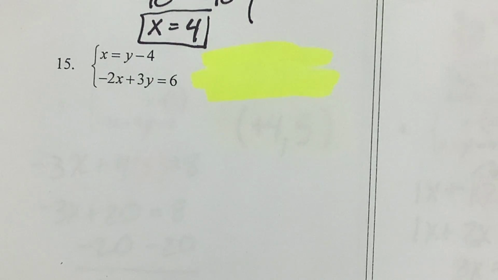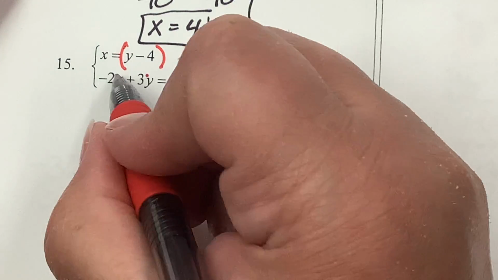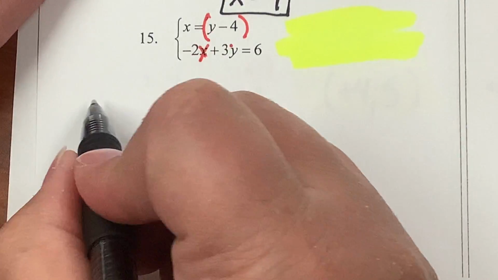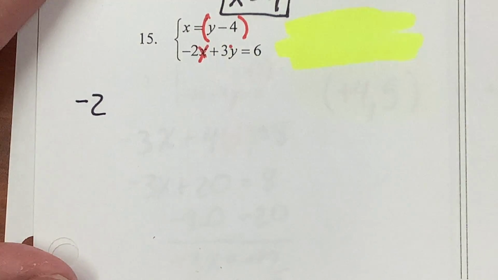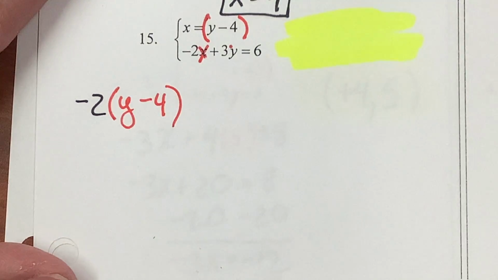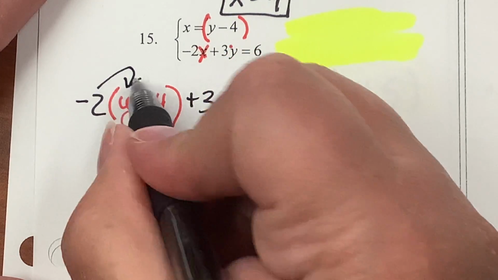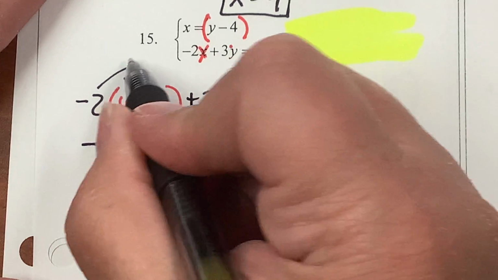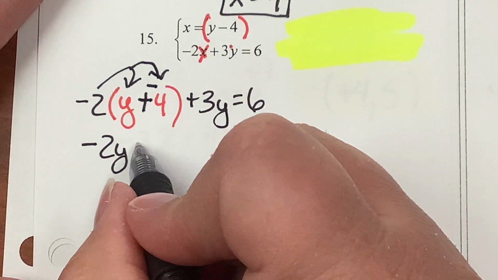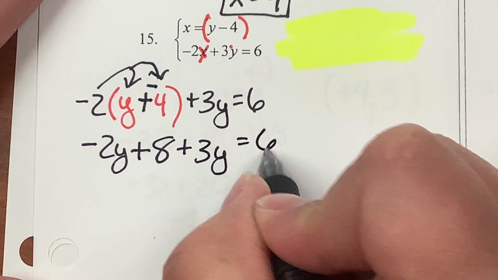All right, the last one. Let's get this done. Parentheses around y minus 4, and it's the x that's being substituted. I always have to check that. I mess that up all the time. Here we go. Negative 2, and this is substituted for x, y minus 4 plus 3y equals 6. Negative 2 times y, negative 2y. Ah, look at that. That should be plus negative 4. Negative 2 times negative 4 is positive 8 plus 3y equals 6.